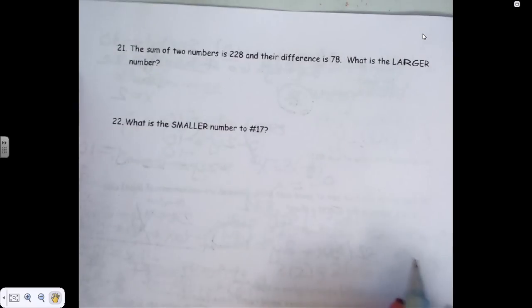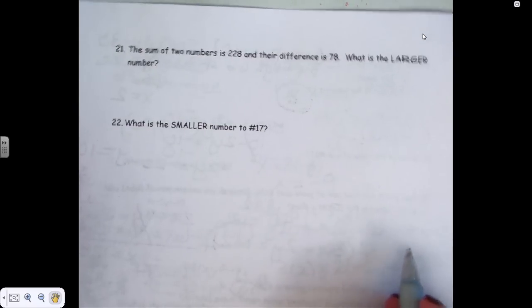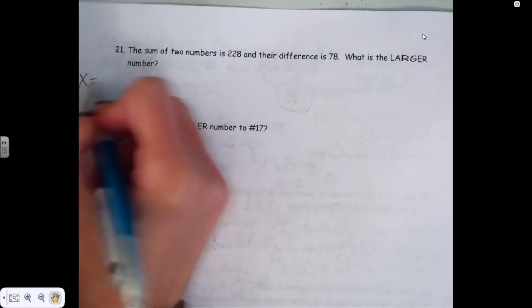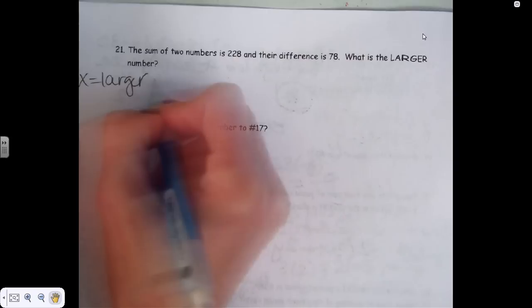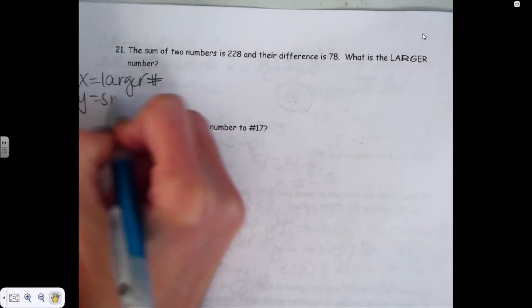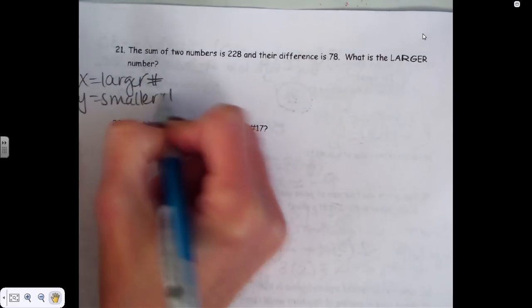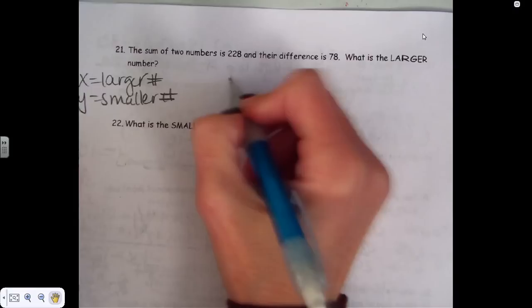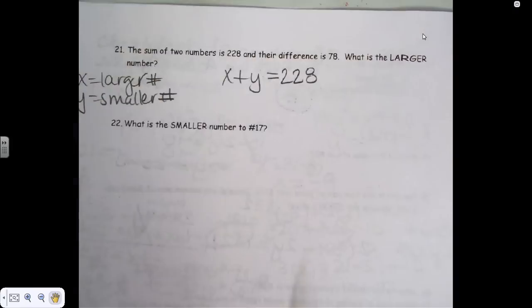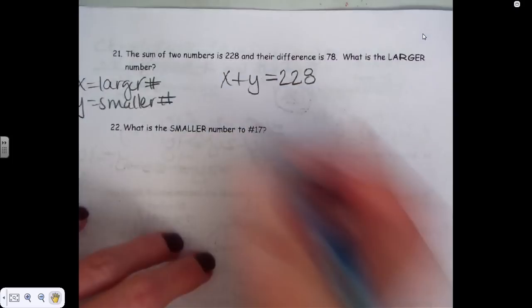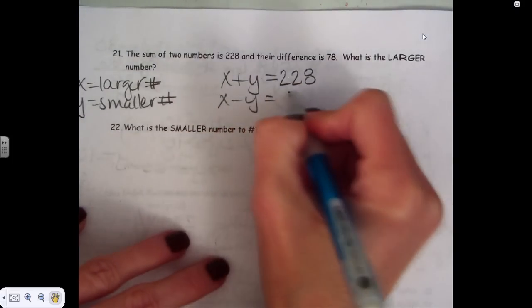Okay, the next question. Okay, the sum of two numbers is 228 and their difference is 78. What is the larger number? Well, I'm going to define x is my larger number, y is my smaller number. The sum means I'm taking the two numbers and I'm adding them together and I get 228. Their difference is 78, which means I'm subtracting.